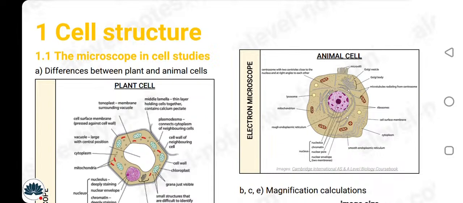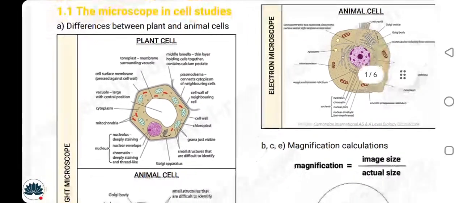In your O levels, the bracket said visible in light microscope or visible in electron microscope. That was not something you were required to focus on in your O levels, but in your A levels there are questions on the electron and light microscope, and you must know what these microscopes are, and resolution and magnification.